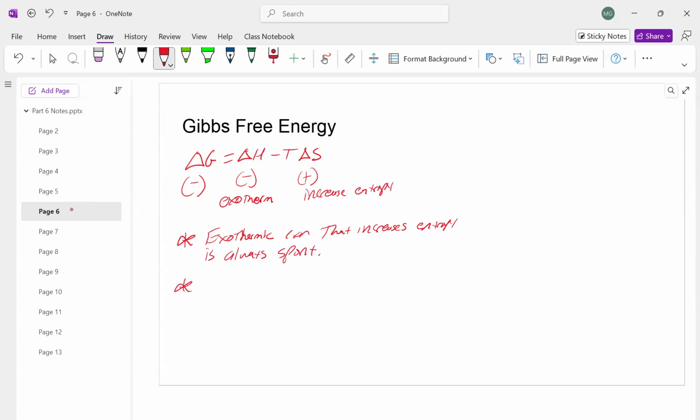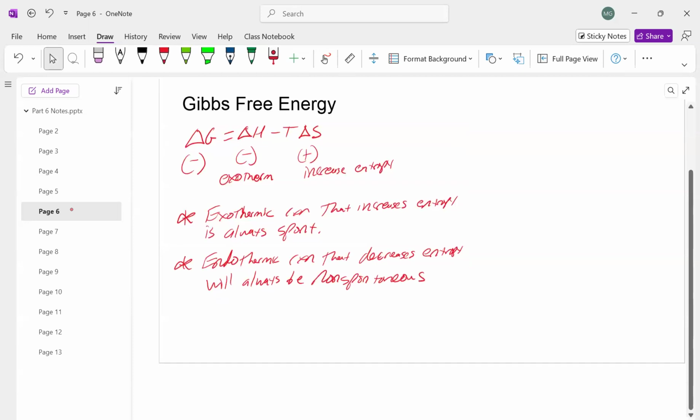On the flip side of that, an endothermic reaction that decreases entropy will always be non-spontaneous. So those are our two extremes. It doesn't matter what the temperature is for both of those two statements. Temperature could be high, could be low. The result will always be either spontaneous or non-spontaneous.